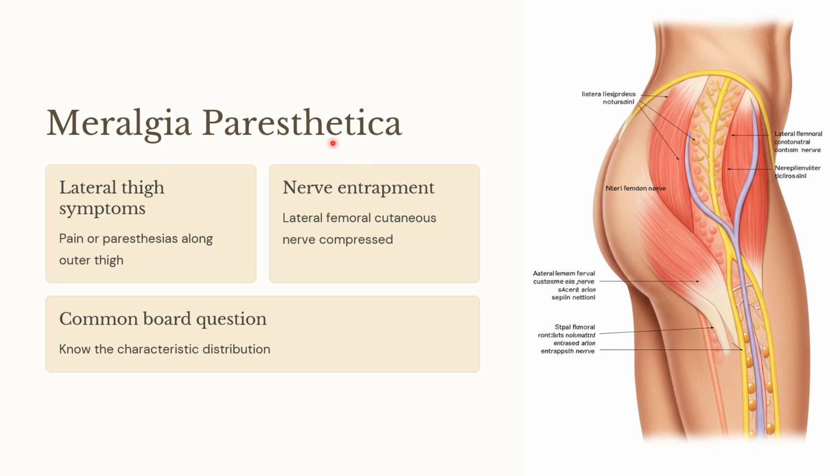Meralgia paresthetica. Here the lateral femoral cutaneous nerve gets entrapped. The entrapment of the lateral femoral cutaneous nerve is meralgia paresthetica. Lateral femoral cutaneous, obviously, is supplying the lateral area and is cutaneous. So they will have lateral thigh symptoms like pain or paresthesias along the lateral thigh, that is, along the outer thigh.